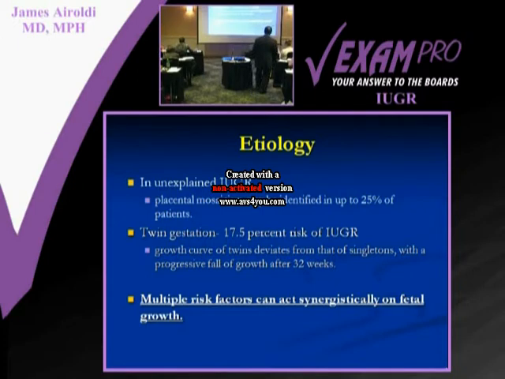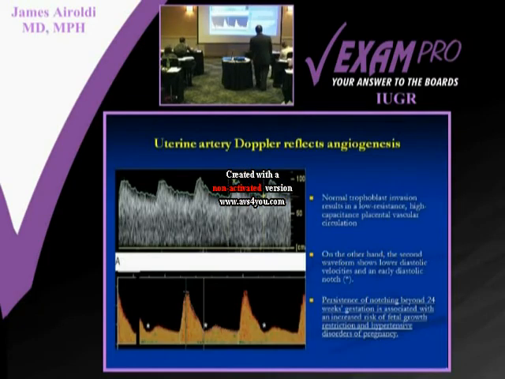Placental mosaicism, which we don't talk about, is kind of a term that no one is terribly comfortable with, but that can be a cause of IUGR, and up to 25% of, especially, unexplained IUGRs. Twins are at risk. And then multiple risk factors can act synergistically.